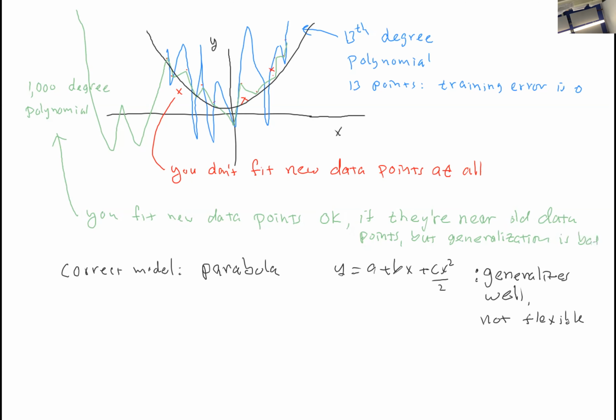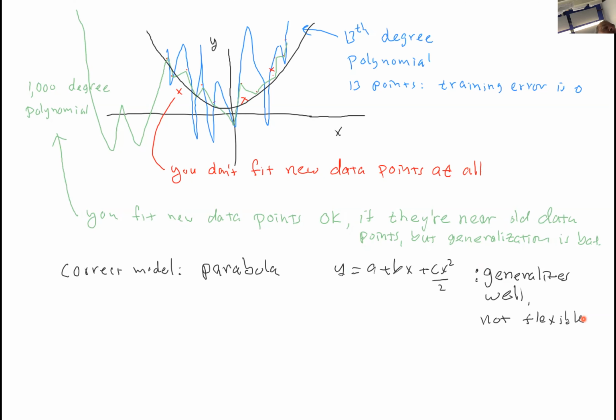Okay. So to summarize, the 13th degree polynomial is the worst. It doesn't fit training data at all. It generalizes horribly. The green points, that's the 1000 degree polynomial, a very flexible model, can fit your data as long as you don't leave where you actually had training data. But it's flexible. Right, it can fit anything. It doesn't have to be a parabola. The correct model, the parabola, generalizes well, but it's not flexible. If your data wasn't a parabola, it would also have bad generalization error.